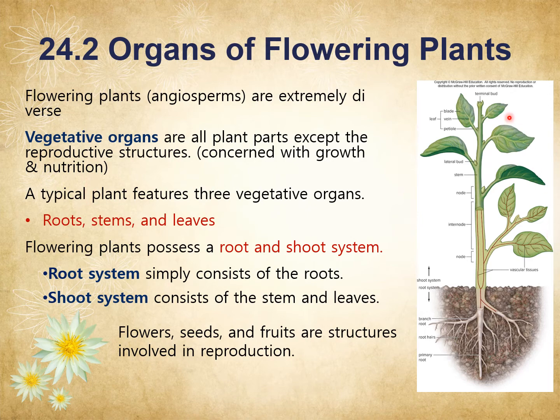So a typical plant, as you can see on the right here, features three vegetative organs, which are the root, the stem, and the leaf. Flowering plants possess a root and a shoot system. This is the root system, and this is the shoot system here where the new leaves grow. The root system simply consists of the roots, and the shoot system consists of the stem and the leaf. Flowers, seeds and fruits are structures involved in the reproduction of plants.